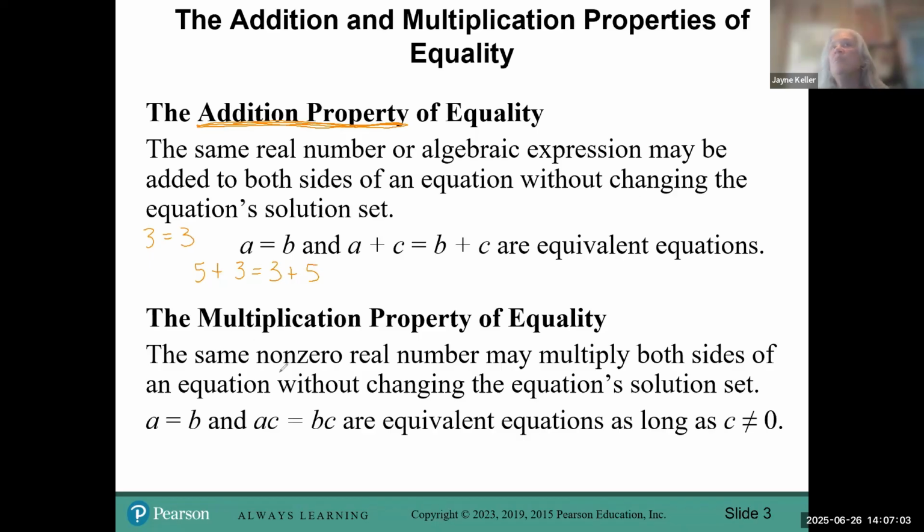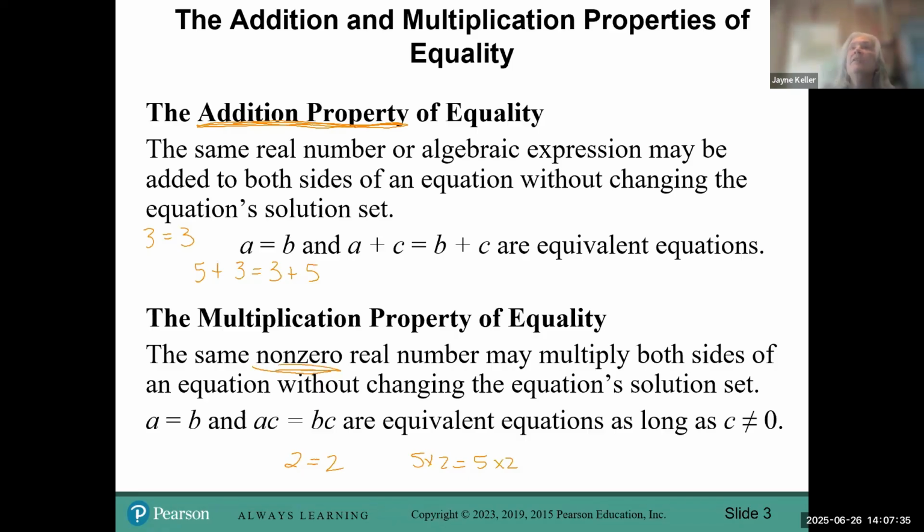We can also do this with multiplication. And again, think about starting with 2 equals 2 this time. I can multiply both sides by 5, and now I have 5 times 2 equals 5 times 2. Still true. 10 equals 10. So true, as long as c is not equal to 0. If c is 0, we set ourselves up for some problems. So we want to make sure that we're multiplying by a non-zero number.